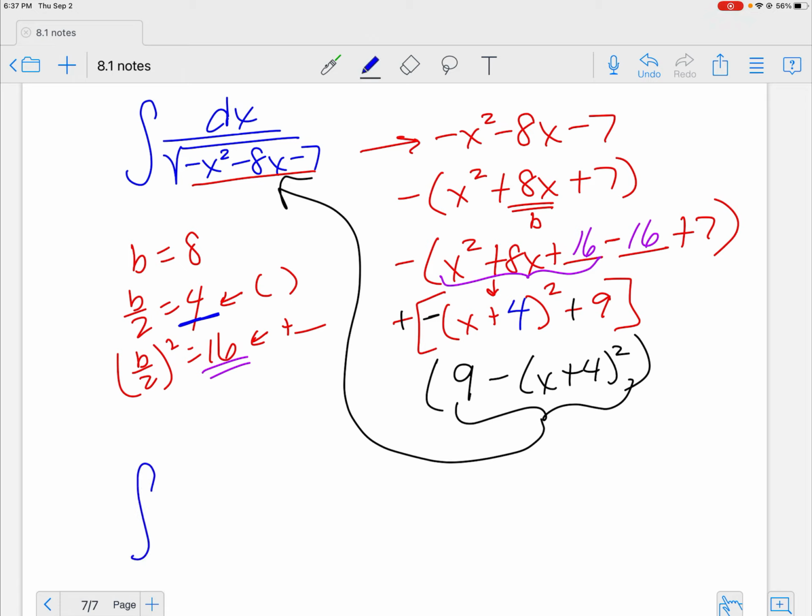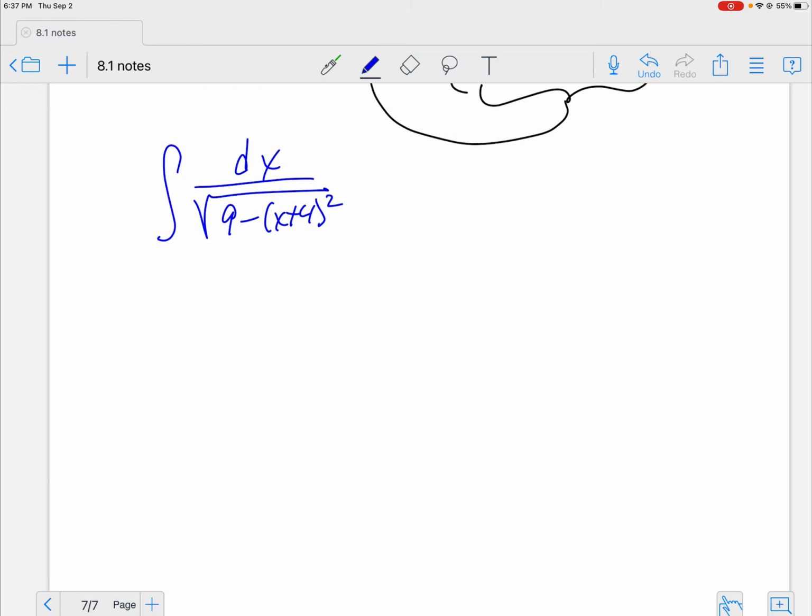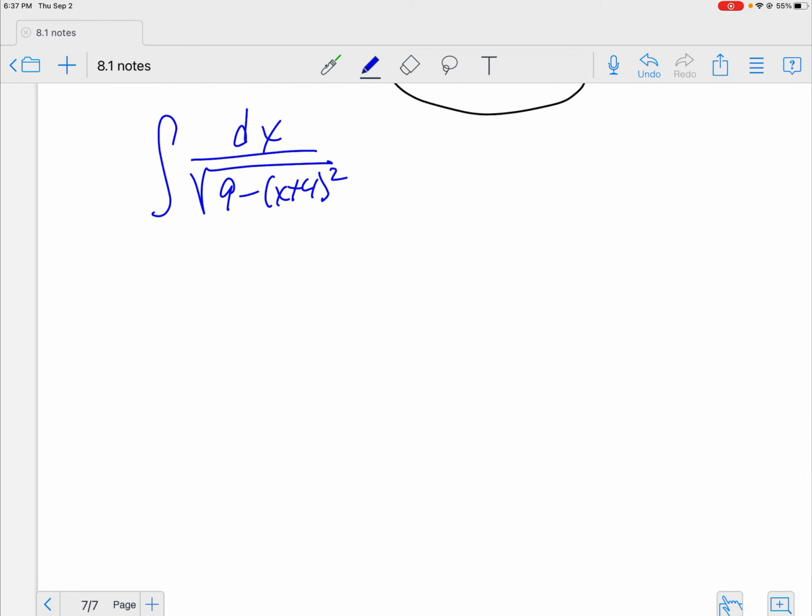Now my integral is, I'm just rewriting this. I have dx over the square root now of 9 minus x plus 4 squared. So you have a quadratic. You cannot do a u sub. You can do completing the square. That's your defining characteristics. Now, I'm going to scoot this up. What's that pattern look like? Yeah, sine, right? Square that first term, minus square the second term.